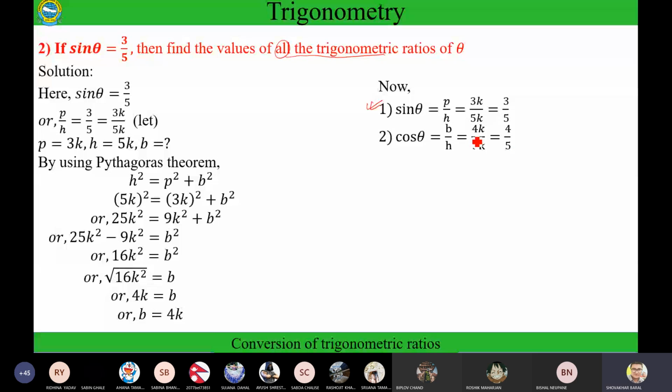Let's find the other values also. Sorry, tan theta. Make it tan theta. Tan theta is equals to p by b, and further it is equals to 3k by 4k, and k and k will be cancelled, and it will be equals to 3 upon 4.